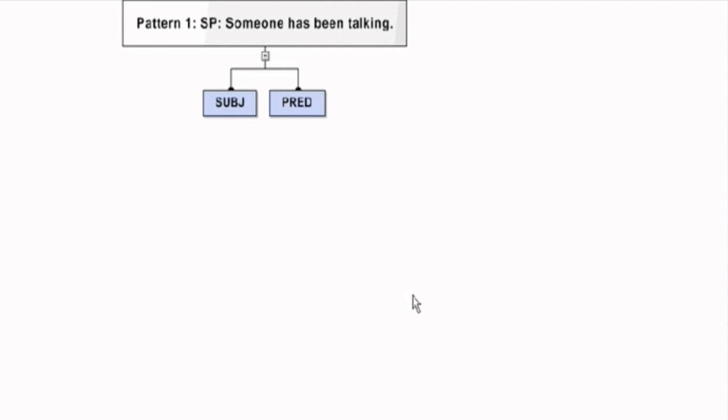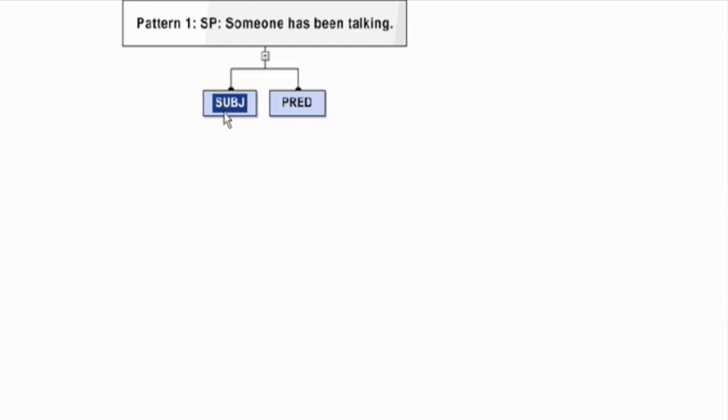that we will look at. And the first pattern is "someone has been talking." The example is slightly different from the one in the book. And this is the first divide, subject and predicate. And the predicate is "has been talking" here.